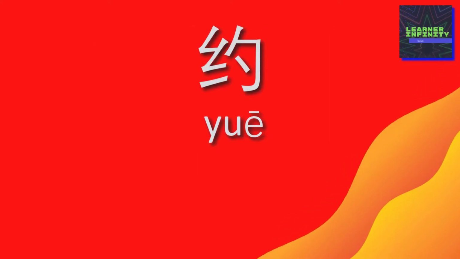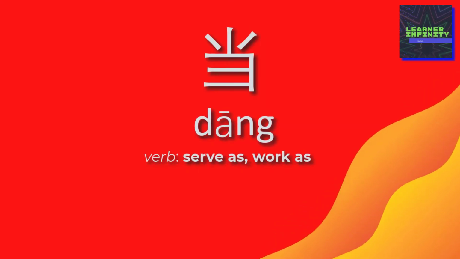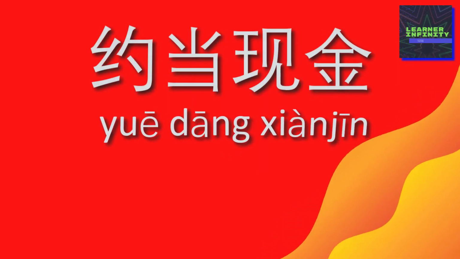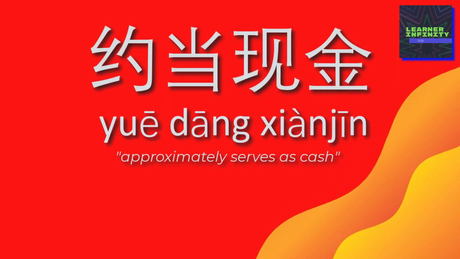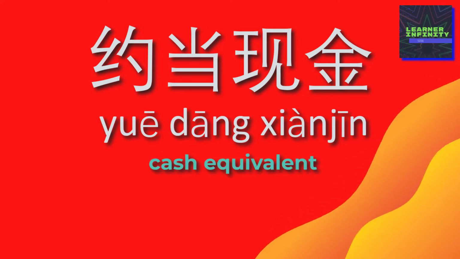Next is 约当现金. 约 is an adverb that means approximately. 当 is a verb that means serve as. And of course, 现金 is cash. Combining these words results to approximately serves as cash, or similar to cash. In accounting, it means cash equivalent. Now, let's have another accounting term.